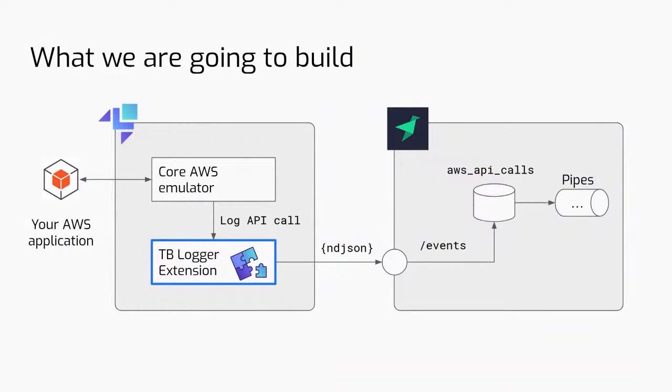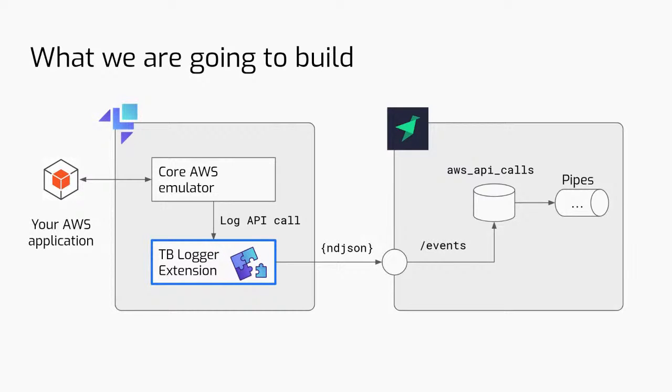Okay, so what we're going to build today is an extension that logs each AWS API call into Tinybird. The extension will extend the response handlers, and I'll get into what that means in a minute, to intercept the request as well as the response coming back from our emulated services. Then we'll log the result into Tinybird, which will give you lots of ways to analyze the usage of AWS of your application.